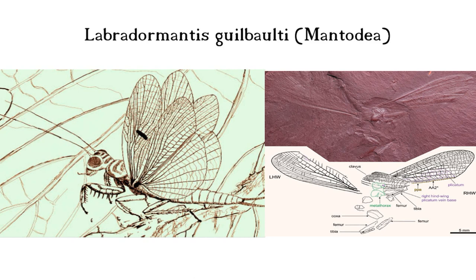From a reconstruction of fossilized wings from the Cretaceous, we find evidence of our first praying mantids. Praying mantids are closely related to cockroaches and in fact share an ancestor with them. These insects have raptorial forelegs and excellent vision and are a major predator of other insects to this day.